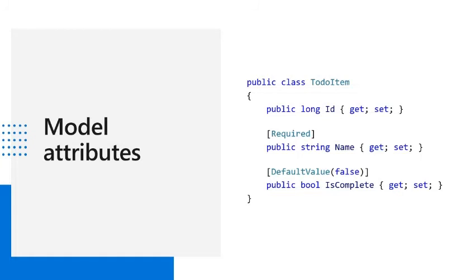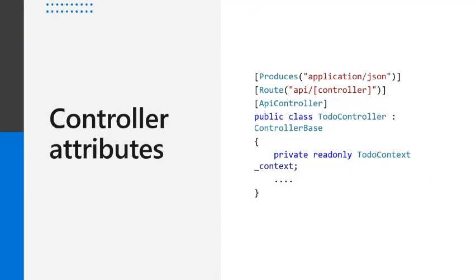Then you have model attributes. Decorate the model with attributes found in the System.ComponentModel.DataAnnotations namespace to help drive the Swagger UI components. Add the Required attribute to the Name property in the TodoItem class so that the presence of the attribute changes the UI behavior of your Swagger. So if it sees that name is required, then it will not work without name. Simple.